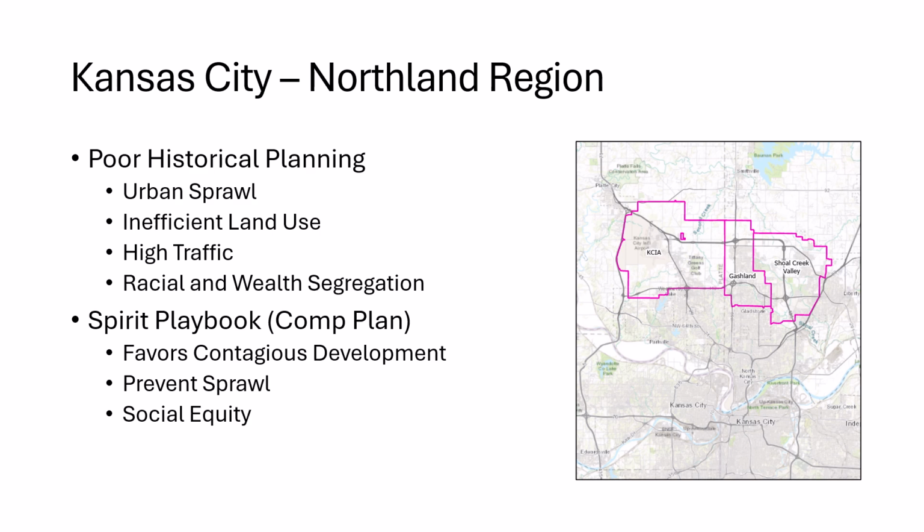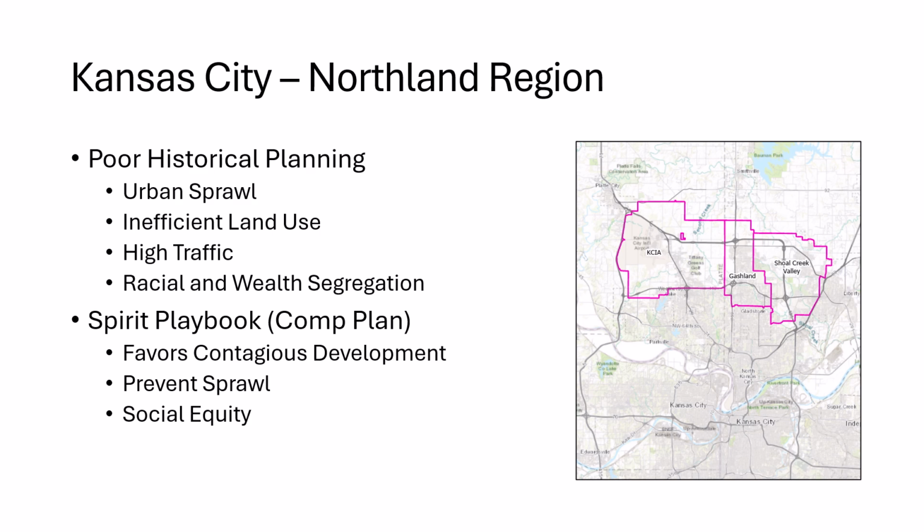So the Kansas City Northland region is anything that is north of the Missouri River on the Missouri side, typically in Clay or Platte County, Missouri. So I'm looking at three areas within that: the Kansas City International Airport area, the Gashland area, and the Shoal Creek Valley area. Historically, this part of Kansas City suffered from poor planning, which led to urban sprawl, inefficient land use, high traffic volumes, as well as racial and wealth segregation, which is a big issue across Kansas City in general, but particularly this area.